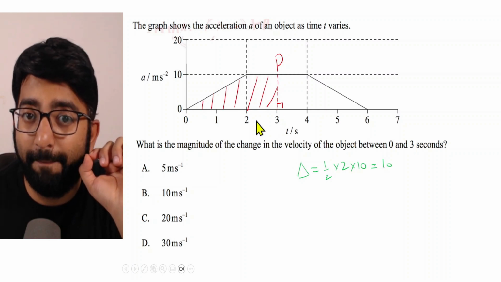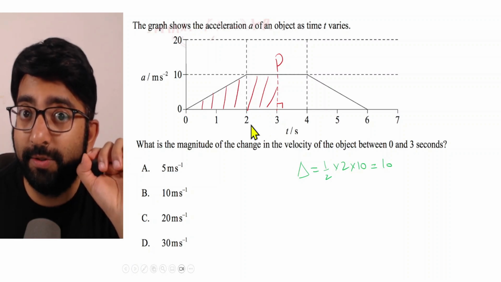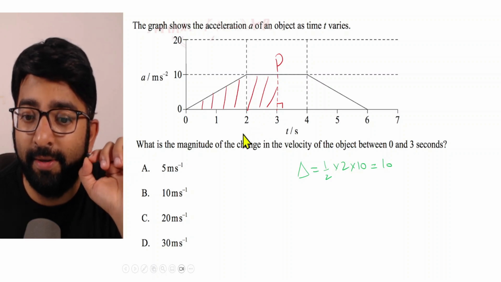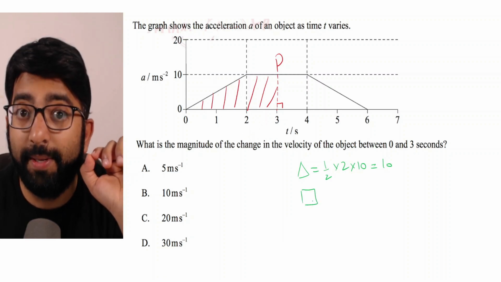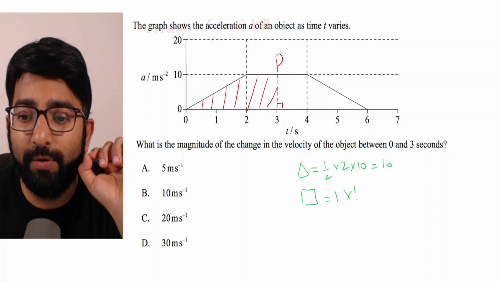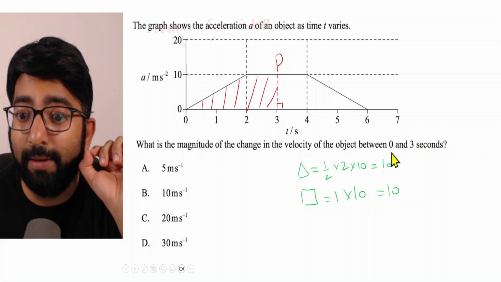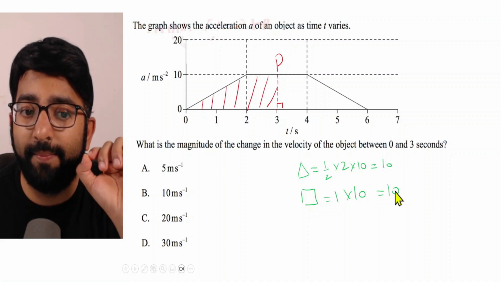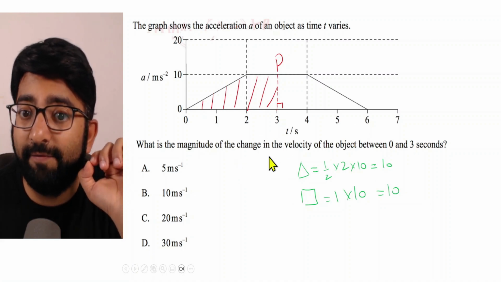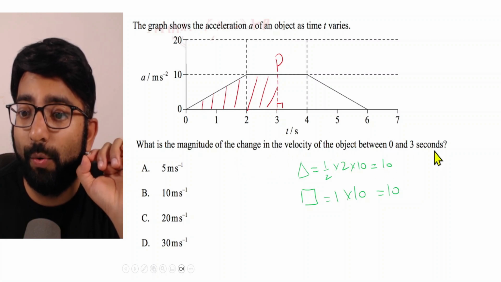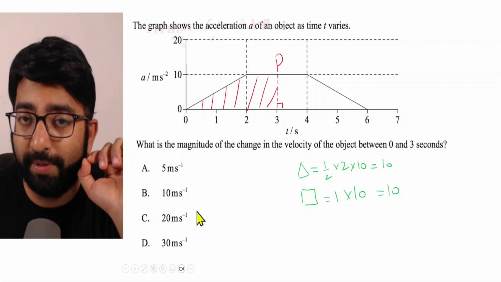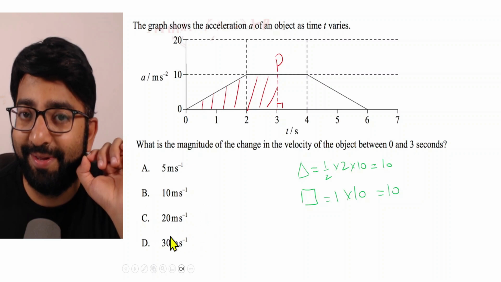Coming to the rectangle, the base length is 1 unit, 3 minus 2 is 1, and the height is 10. So area of the rectangle will be base into height, which is 1 into 10, which comes out as 10. Hence, the total area will be 10 plus 10, which gives us 20. And that's why we can say the change in velocity of the object between 0 and 3 seconds is 20 meters per second, which means option C is the right answer.